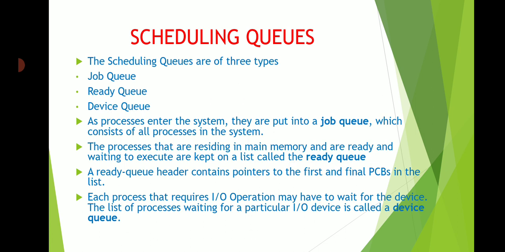Next, the ready queue header contains pointers to the first and final PCBs in the list. Next one, device queue. Each process that requires an IO operation may have to wait for the device. The list of processes waiting for a particular IO device is called a device queue. This is the scheduling queue. The scheduling queue has three types of queue: job queue, ready queue, device queue.